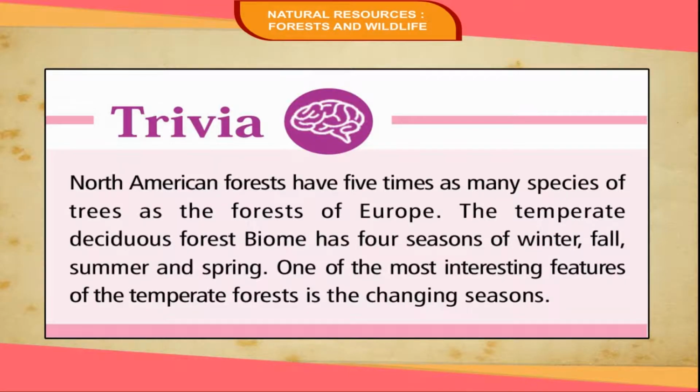Trivia: North American forests have 5 times as many species of trees as the forests of Europe. The temperate deciduous forest biome has 4 seasons: winter, fall, summer, and spring. One of the most interesting features of the temperate forests is the changing seasons.